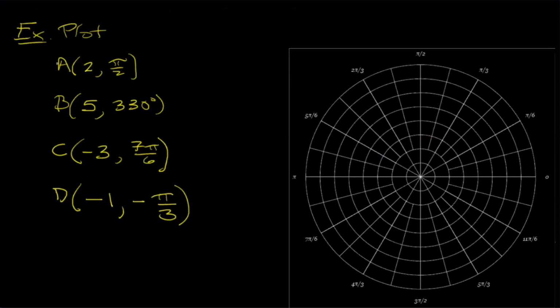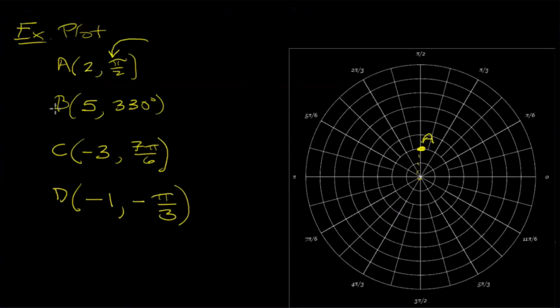So for A, I'll come over here and look at what I have. I have an R value of 2, so that means I'll go 2 units away from the pole. But I usually look at the angle first. So what is my rotation? I've rotated to pi over 2, so that would be along this line right here. And then I go 2 units away from the pole. So 1, 2. So then point A would be that point right there. So I rotate to pi over 2, and then go 2 units from the pole.